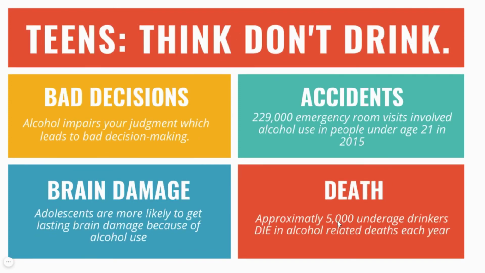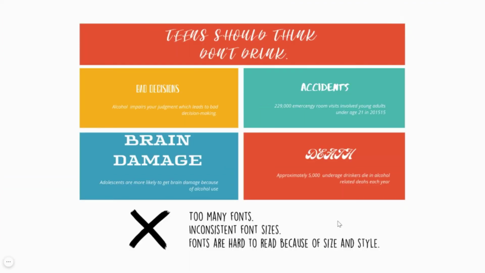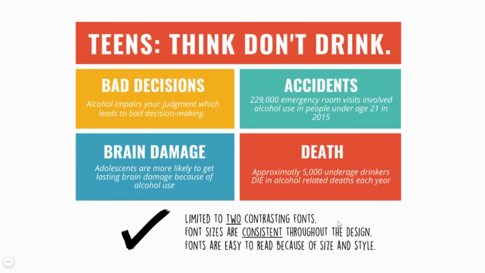So what's the difference? With this first one, you have too many fonts. There's too much going on in terms of font style, okay? The font sizes are inconsistent. So you have, for example, bad decisions is very small, brain damage is very big. And the fonts are hard to read. So if this was up on a television in Mountain View, it would be really hard to read from afar, okay?